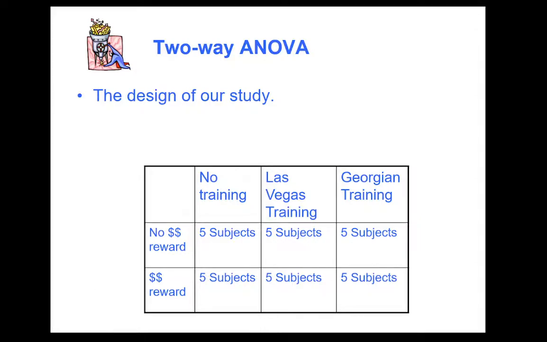So overall, I have 30 subjects in my study, right? This is a between subjects design. And I randomly assign students into each of those little boxes. So I randomly assign 5 into the no money, no training, 5 into the no money Las Vegas, and then 5 into the no money Georgian. And then for the ones who receive the money, 5 of them get no training, 5 get the Vegas junket, lots of fun.